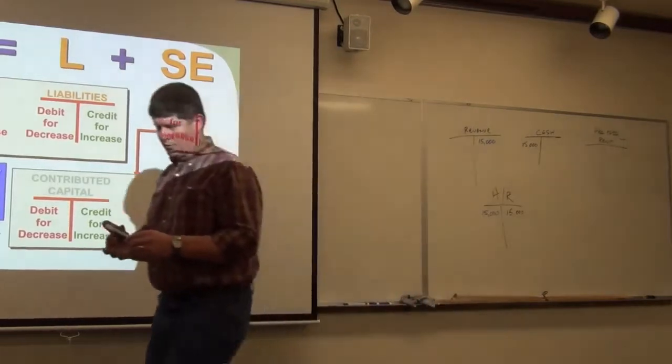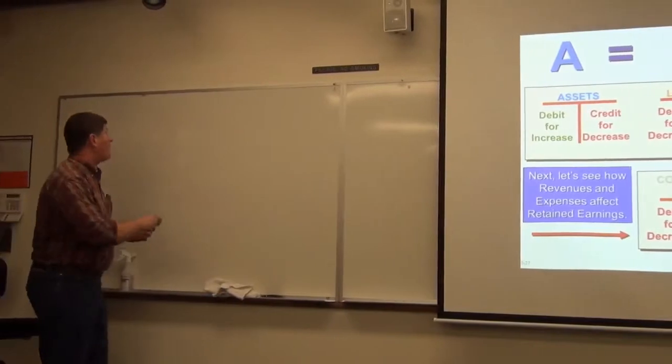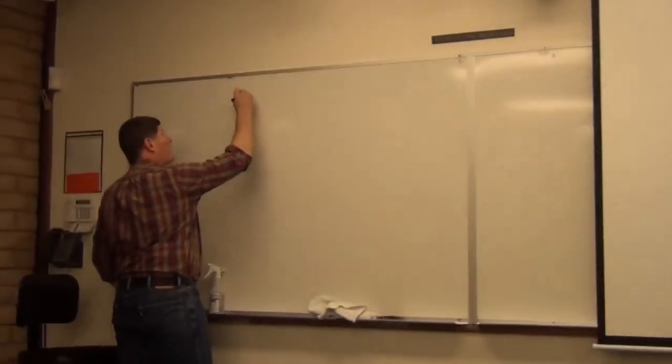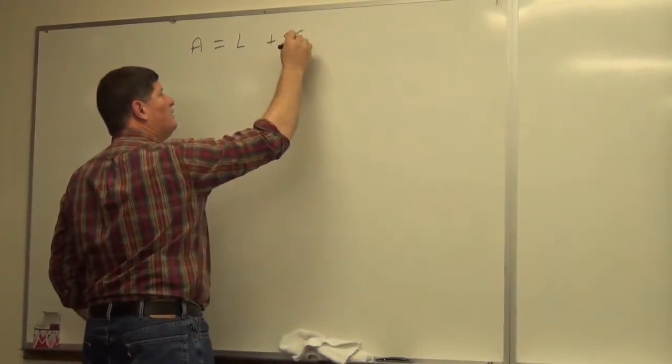Let me write it up on the board over here. Okay. Assets equals liabilities plus stockholders' equity.